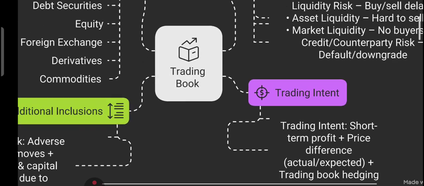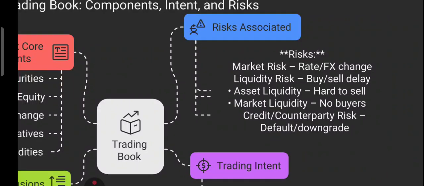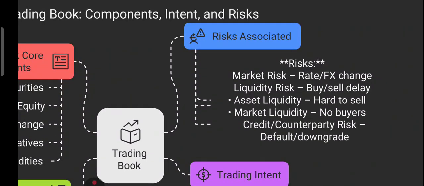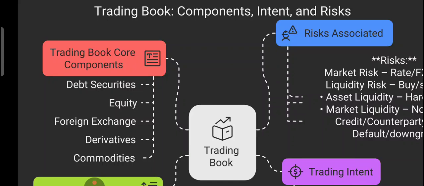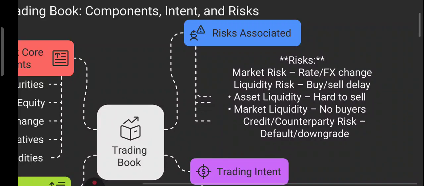What are the risks involved? Yes, very important. The first risk is called market risk, where fluctuation in rates or forex can affect the value. Then the second risk is called liquidity risk. There might be a delay in buying, there might be a delay in selling. Then the third risk is called asset liquidity risk, because these kinds of core components are there. So for every instrument, risks are also involved. Asset liquidity risk means some assets are simply hard to sell.